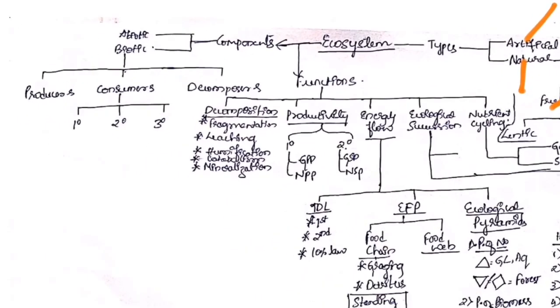Next, we started with components of ecosystem. There are two components: abiotic factors and biotic factors. Abiotic factors we have already studied in the previous chapter, that is in organisms and population. Next, biotic components. Biotic components are of three types: producers, consumers and decomposers. Consumers are again of three types: primary consumers, secondary consumers and tertiary consumers. And the next one is decomposers.